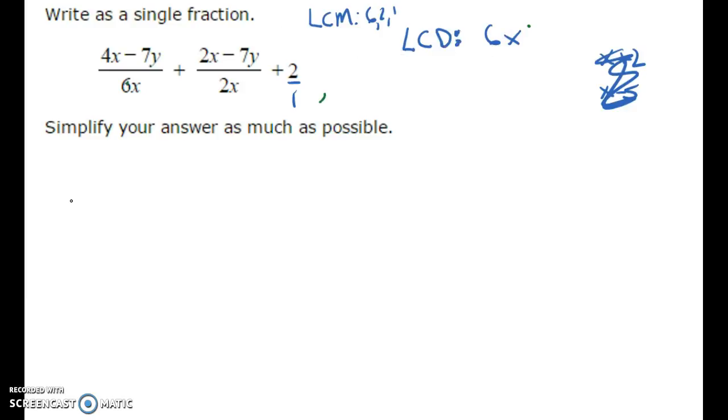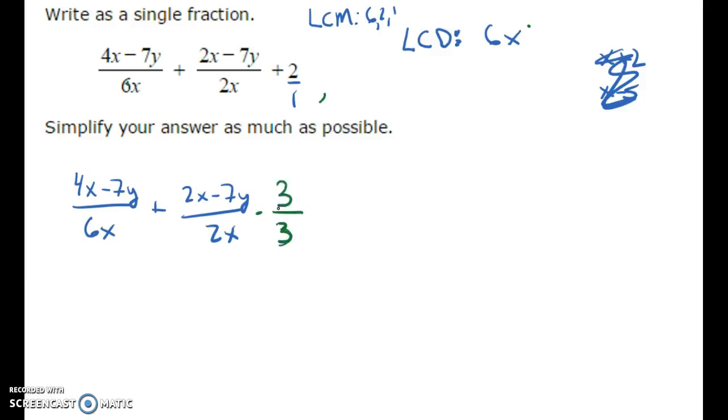Now my next step is to look at each one of these fractions, and if they're missing something that doesn't make them 6x, I'm going to multiply by whatever's missing, both the top and the bottom. This first fraction is not missing anything. I don't need to modify it at all. But this second one, I have a 2x on the bottom, and I really want that to be a 6x. So I'm going to multiply the bottom by 3. But if I make the bottom 3 times bigger, I need to make the top 3 times bigger as well, so I don't change the value of anything. And this will involve some distributive property in a bit.